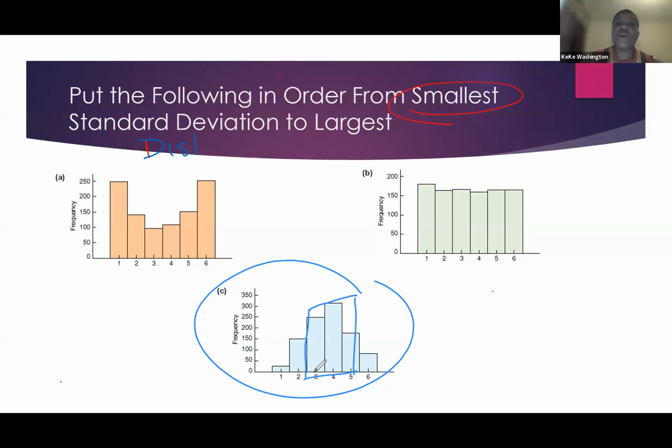Okay. Now, which one has the largest standard deviation? So standard deviation, again, is distance. So if I want the largest distance, that would mean the data is farther away from the mean, which is in the center. Therefore, A would have the largest standard deviation because a lot of the data is away from the center of the distribution.